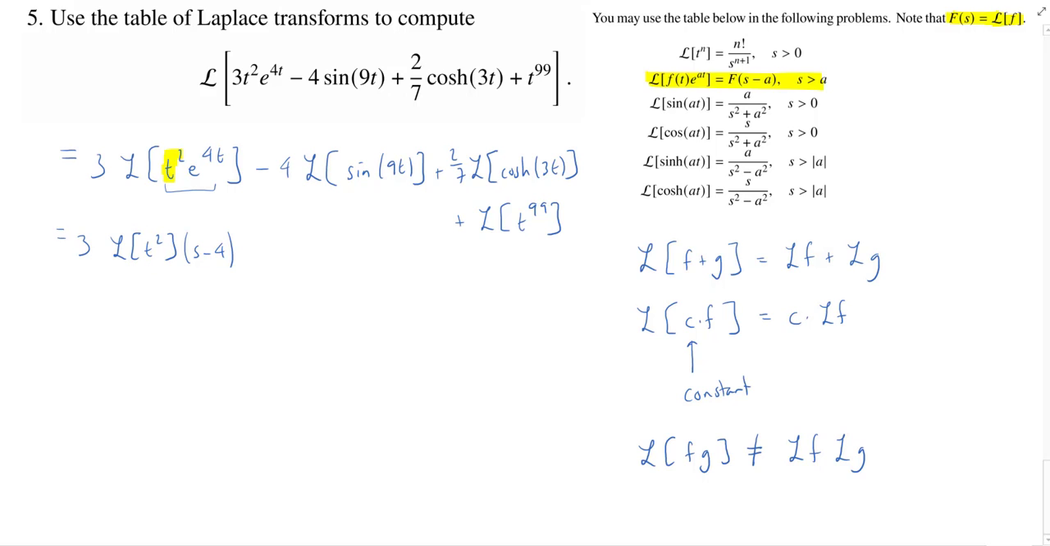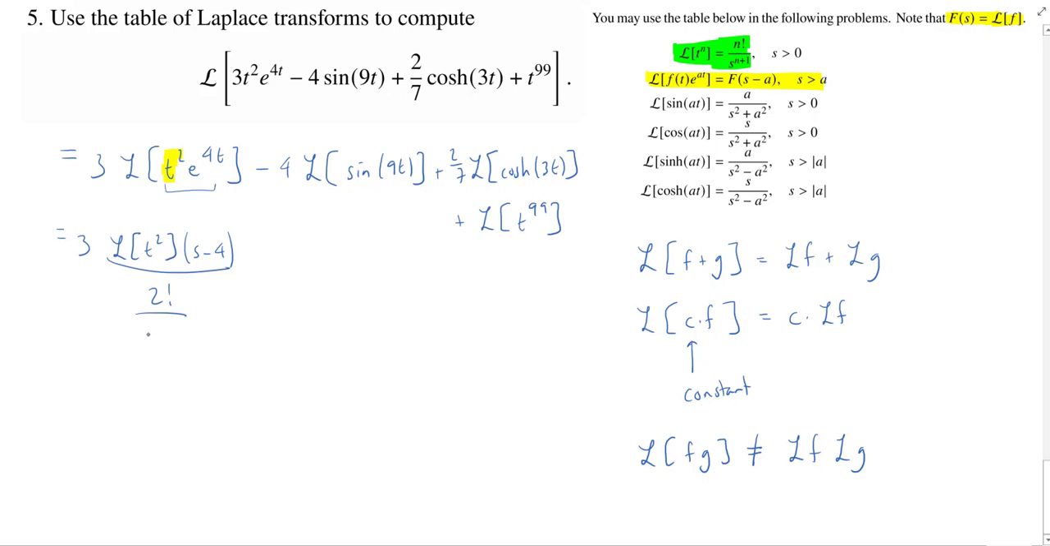But again, we have a table. It tells us what to do when we have the Laplace transform of t to the n, right? N here being some non-negative integer. We're going to take n factorial and divide it by s to the n plus 1. So in this case, my n is 2. So I'm going to get 2 factorial, which is just 2, over s to the 2 plus 1. That's s cubed.